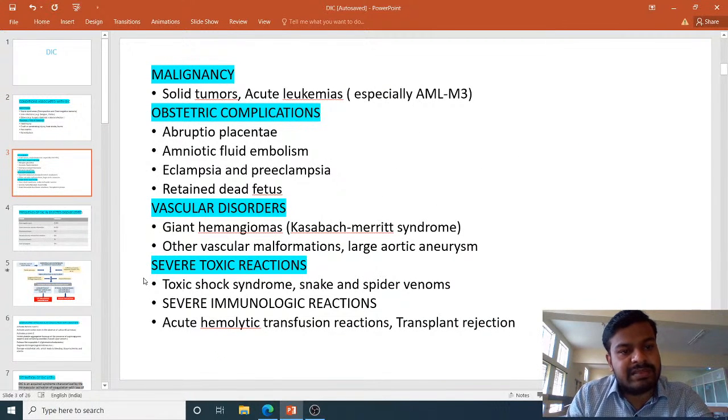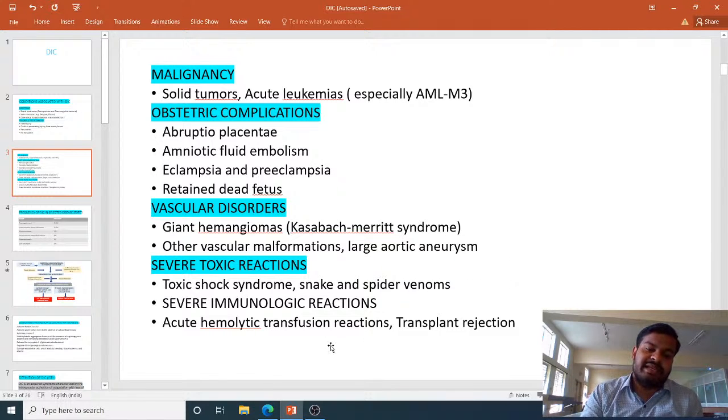Also in malignancy, and we see it in solid tumors, acute leukemias, especially AML M3, and AML is acute myeloid leukemia. And obstetric complications like abruptio placenta, amniotic fluid embolism, eclampsia, preeclampsia, retained dead fetus, and vascular disorders like giant hemangiomas and other vascular malformations and large aortic aneurysms, and severe toxic reactions like toxic shock syndrome, snake and spider bites, and severe immunologic reactions, and acute hemolytic transfusion reactions and transplant rejection.